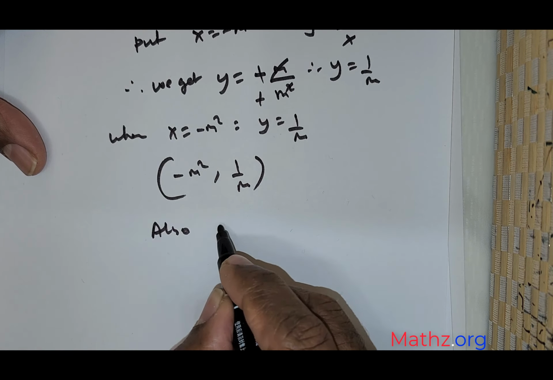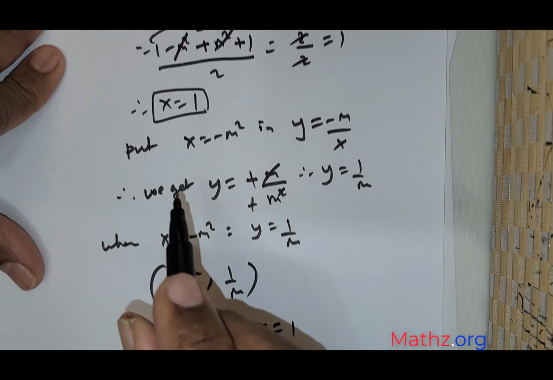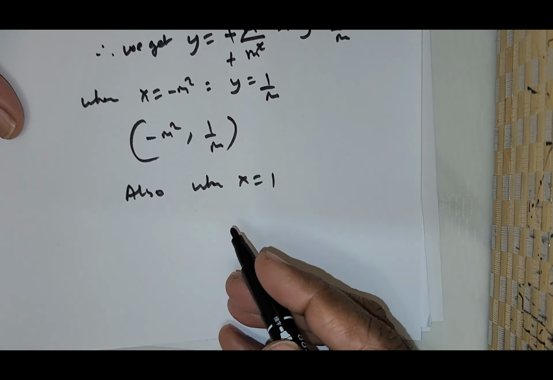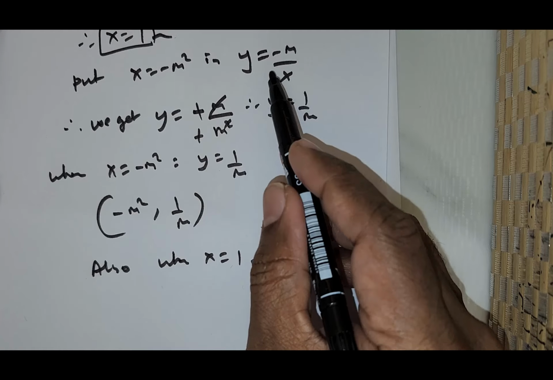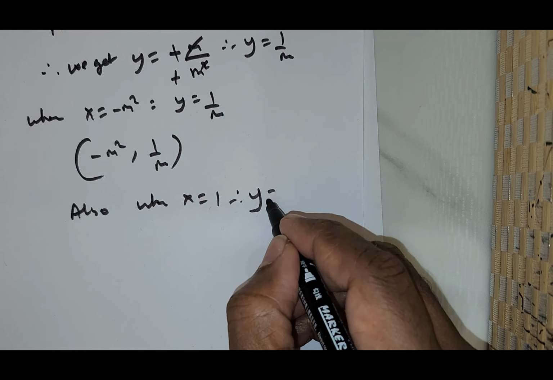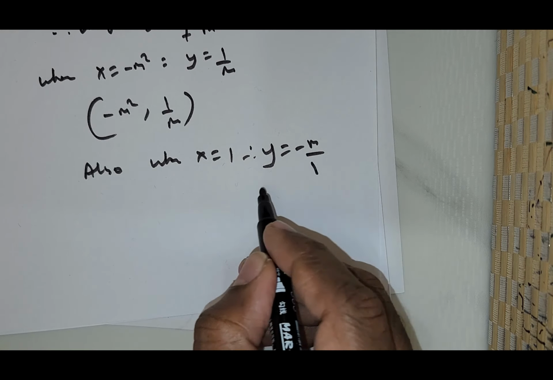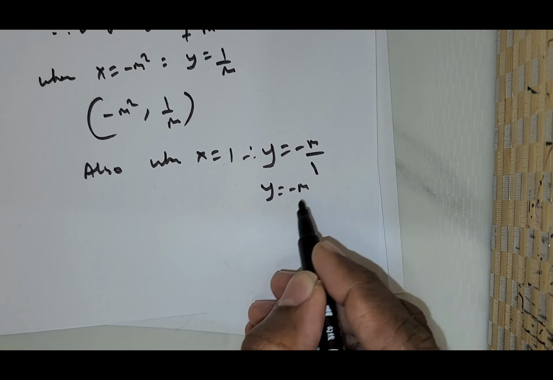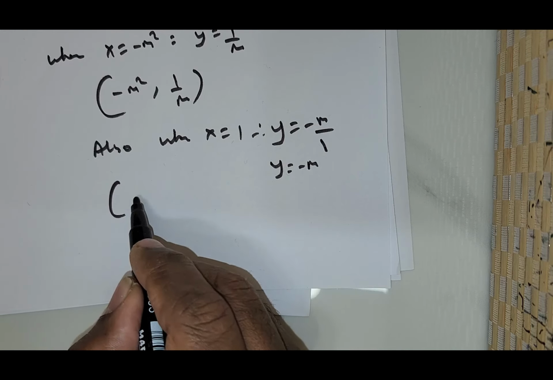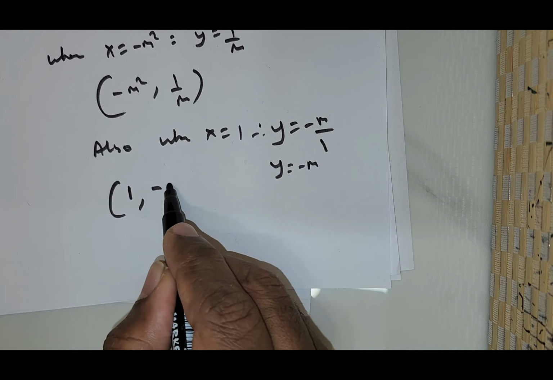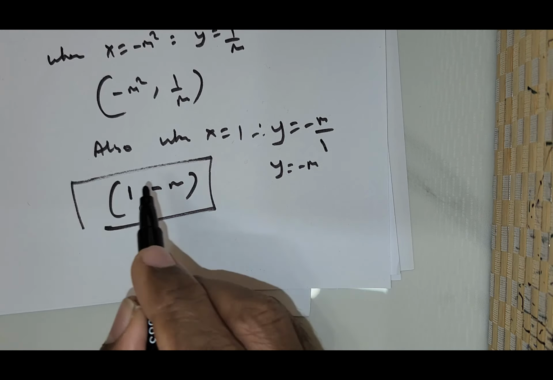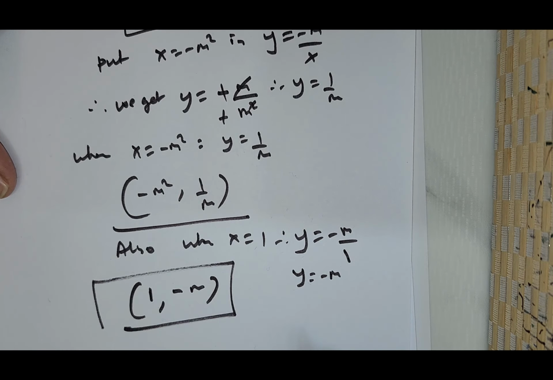Also, what's the next one? When x is equal to 1, you already got this, x is equal to 1, substitute y in y is equal to negative m over x, you get the value of y to be equal to m. So the next coordinate would be when x is 1, y is negative m. So that completes the result for this question.